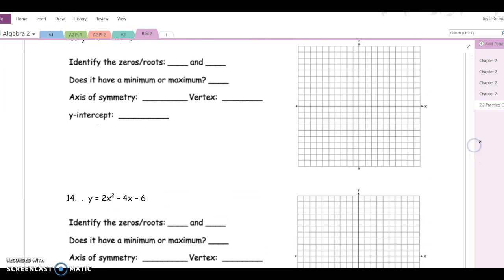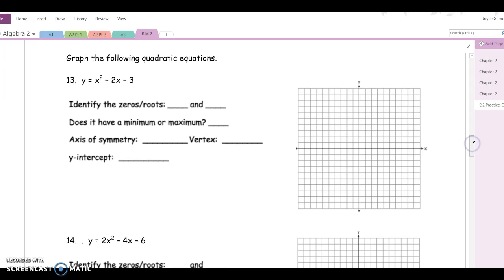And my hint to you is these questions, they don't necessarily lead you through step by step what you need to do. Like for standard form, I would probably start by finding the axis of symmetry and the vertex. Then my next step would be the y-intercept. Then I would try to answer the other questions.